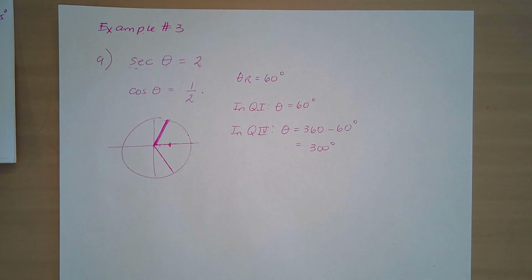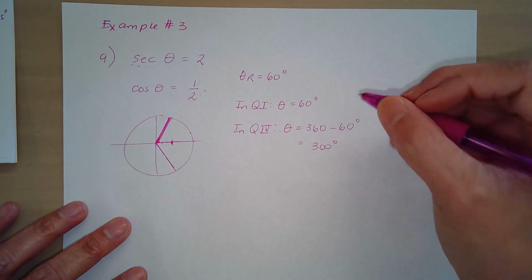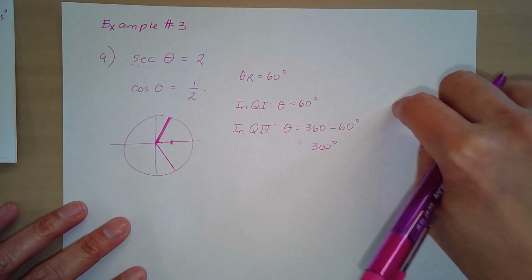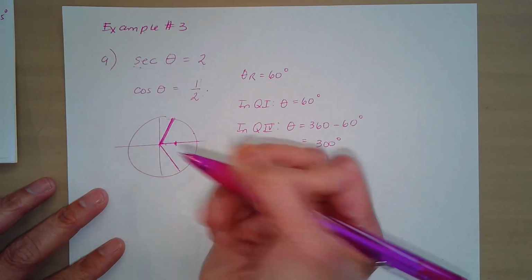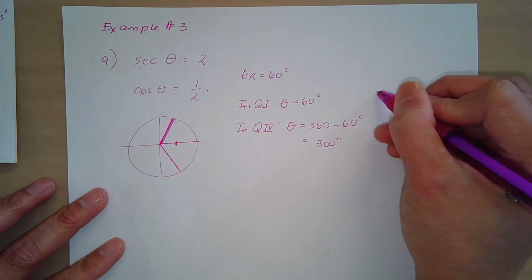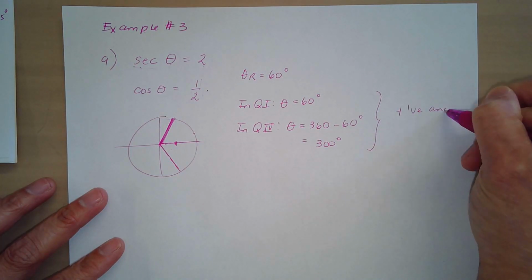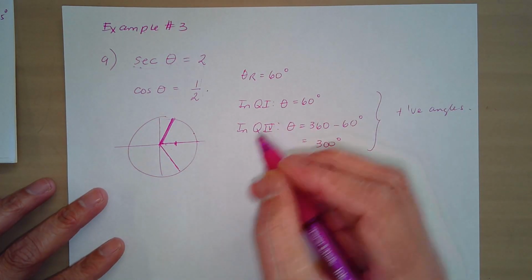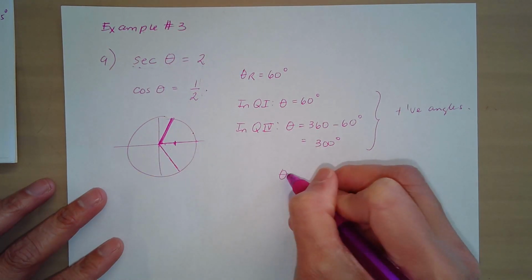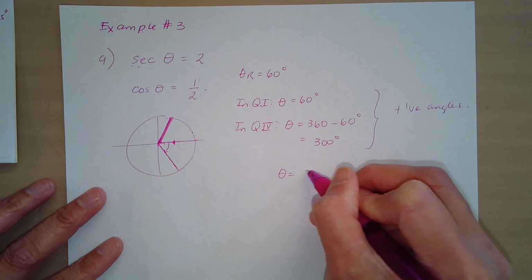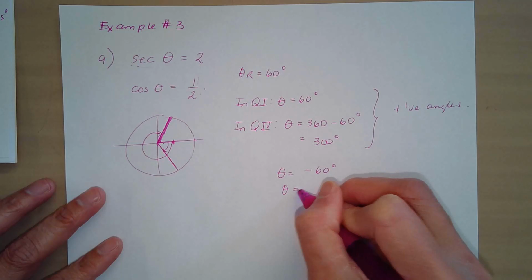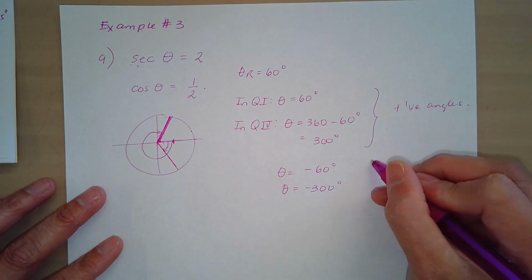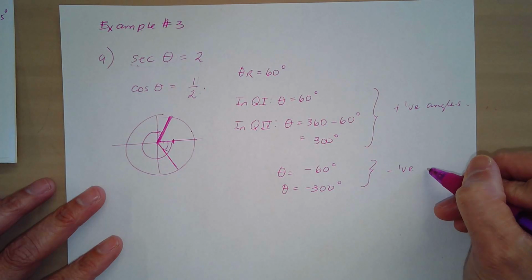It has to be between negative 360 and 360. Oh yeah, that's right, I forgot about that. This was just between 0 and 360. These are the positive angles. Now I gotta do the negative angles. We have to go this way: negative 60, and then negative 300 degrees. And these are the negative thetas.